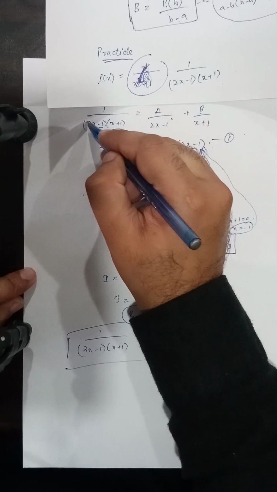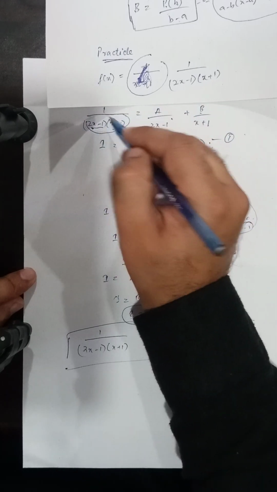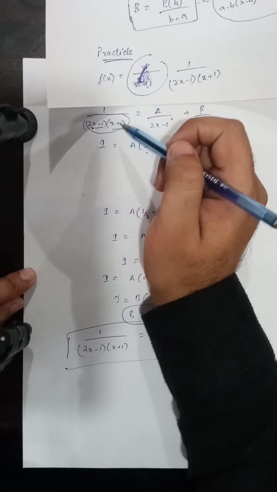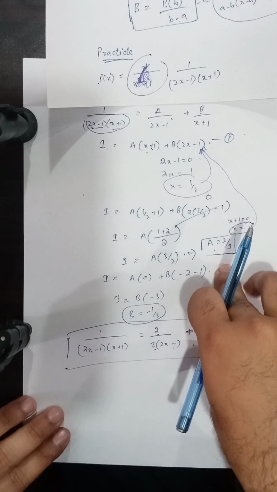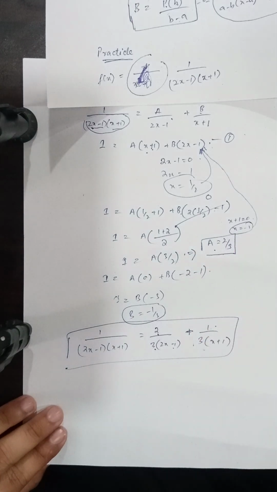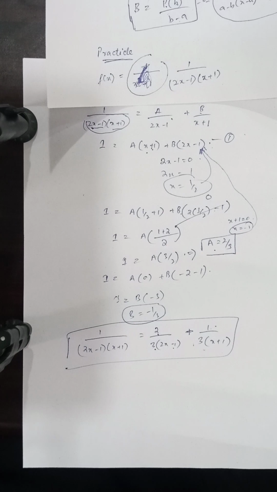So the denominator consists of linear non-repeated factors. This is the first case. In the next video we will talk about the second case, which consists of linear repeated factors. If the denominator consists of linear repeated factors, then it will be the second case of partial fraction, and we will proceed with it in the next lecture.